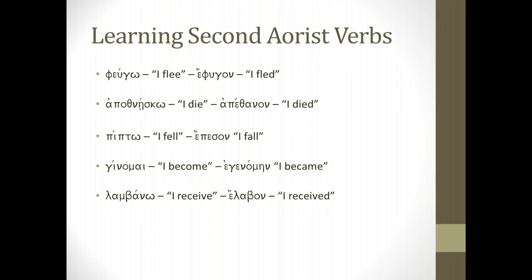Notice one thing there about ginomai. It's a deponent verb, so it always takes those omai endings. And so notice that egenomen is going to take middle endings. All right, just a few more things as we wrap this up.